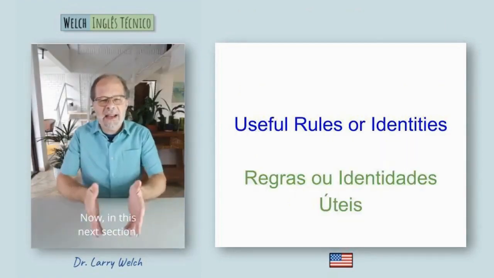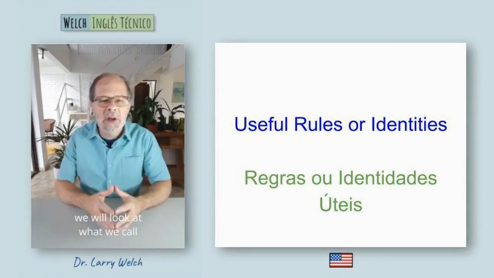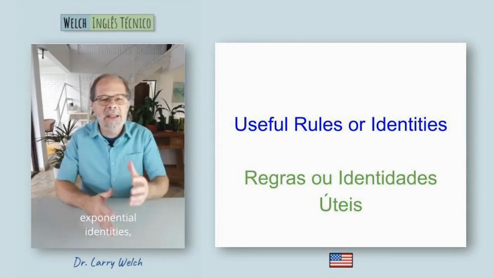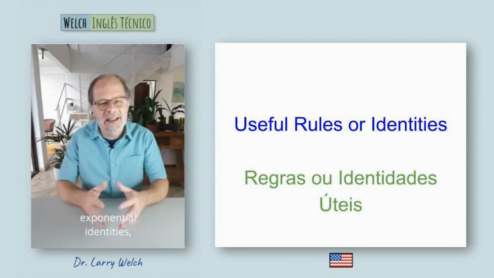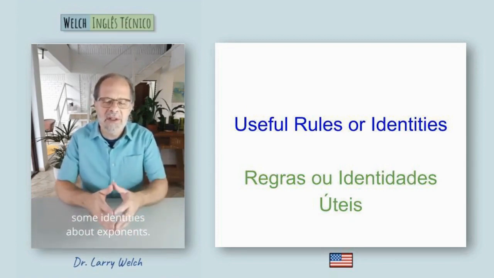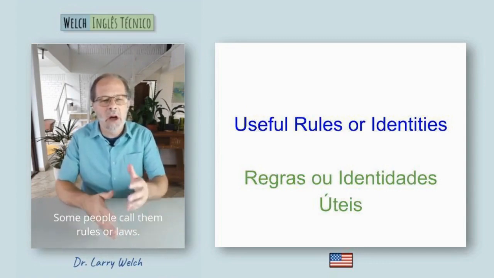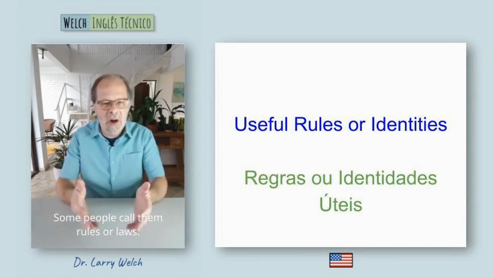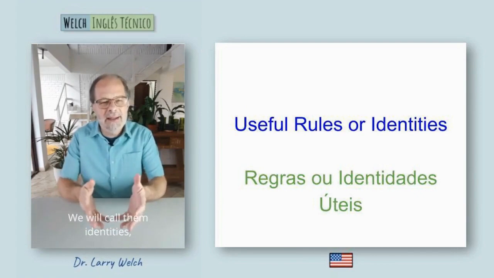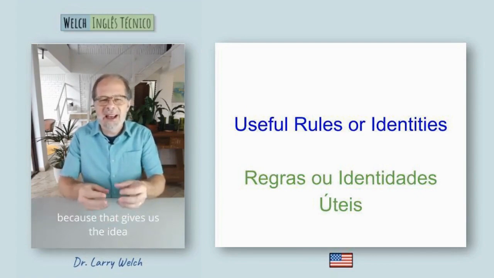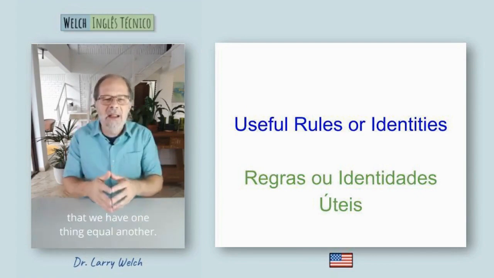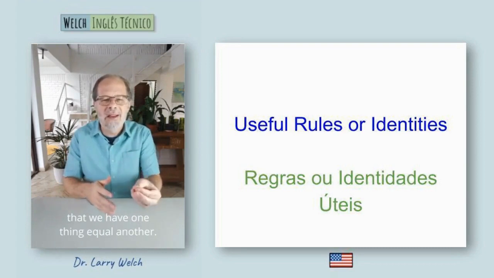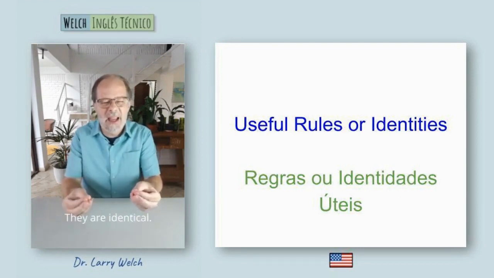Now, in this next section, we will look at what we call exponential identities, some identities about exponents. Some people call them rules or laws. We will call them identities because that gives us the idea that we have one thing equal another. They are identical.